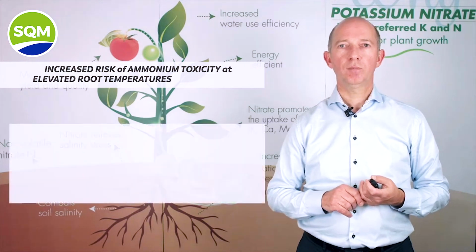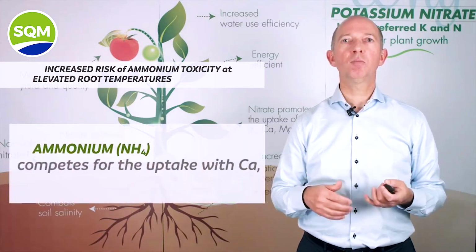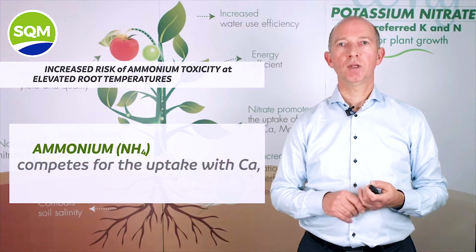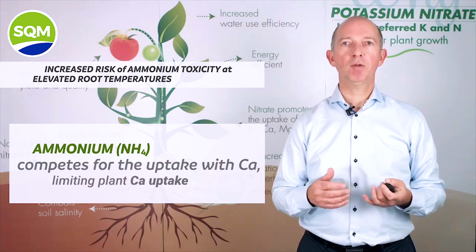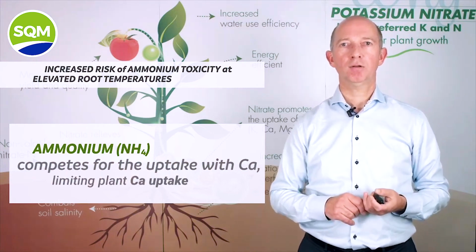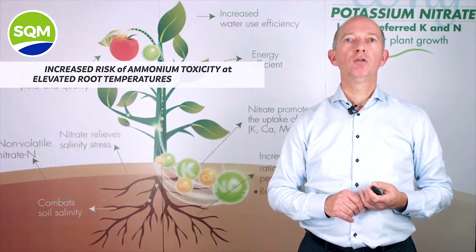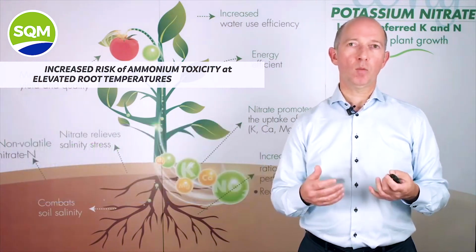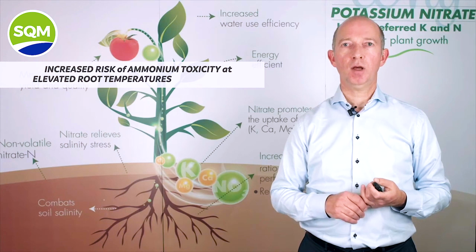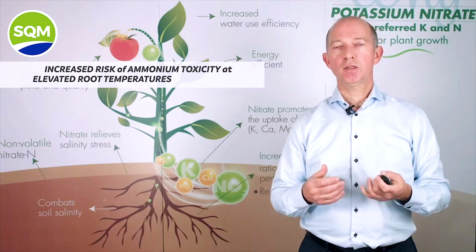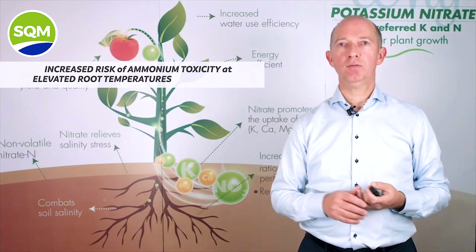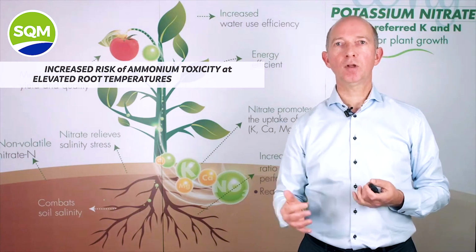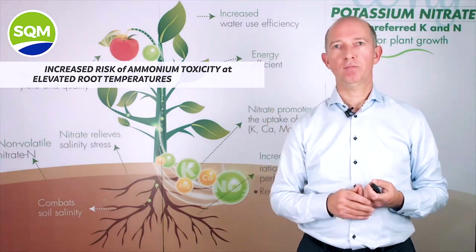Furthermore, ammonium, as shown, competes for the uptake with calcium. That's a direct effect that may limit calcium uptake in the plant. During daytime, most of the water that is absorbed by the plant is used for evaporation, for cooling the leaves. So it goes from the root directly to the leaf.